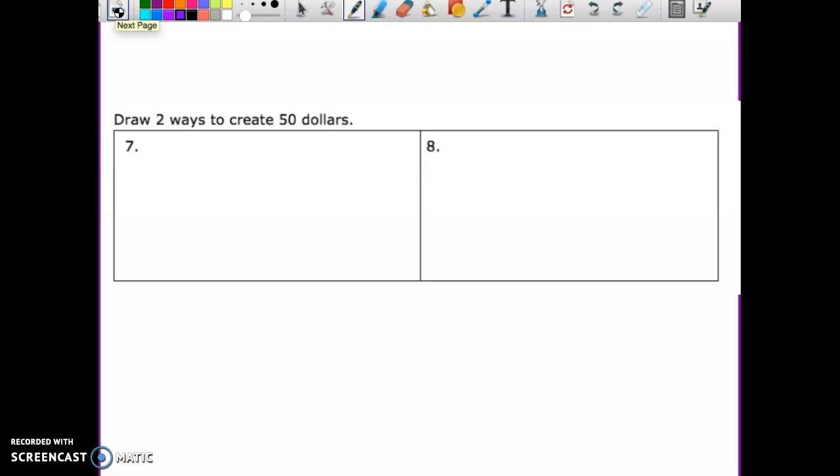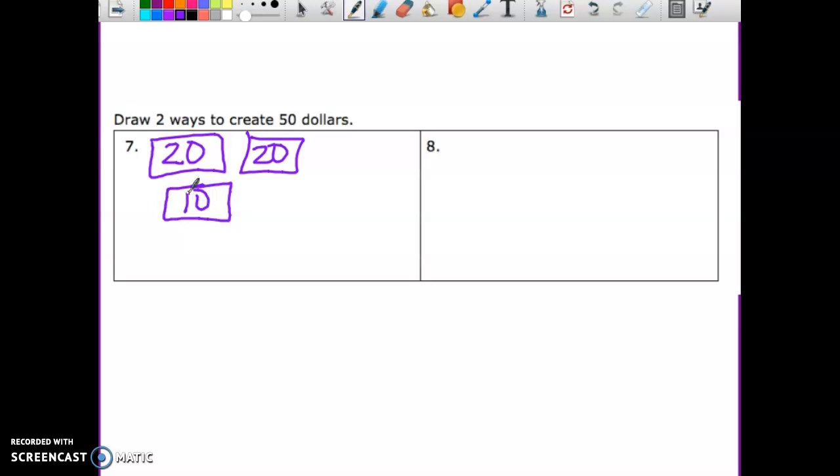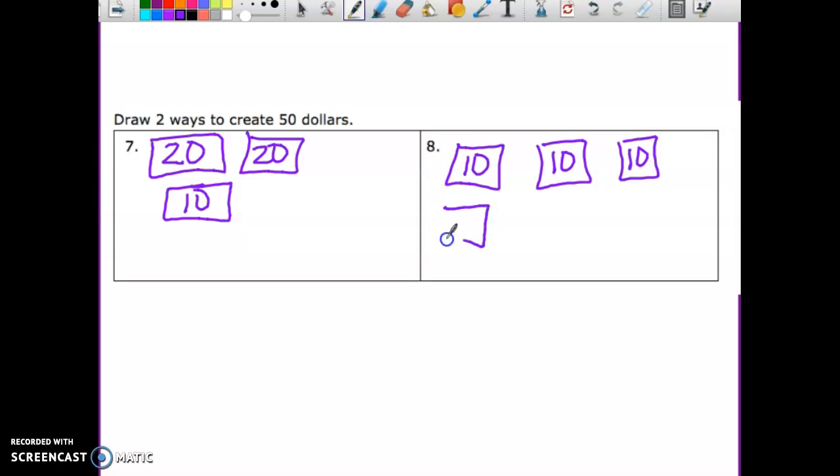$50, we need to use our bills. We've talked about 1s, 5s, 10s, and 20s. So just 2 ways. They could have done a $20 bill, another $20 bill, and a $10 bill. Or they could have done 5 $10 bills. They could have done 10 $5 bills. They could have done a 20 and 3 $10 bills. Any combination to get them to $50. The important thing here is that I can recognize that they were drawing bills and not circular coins.